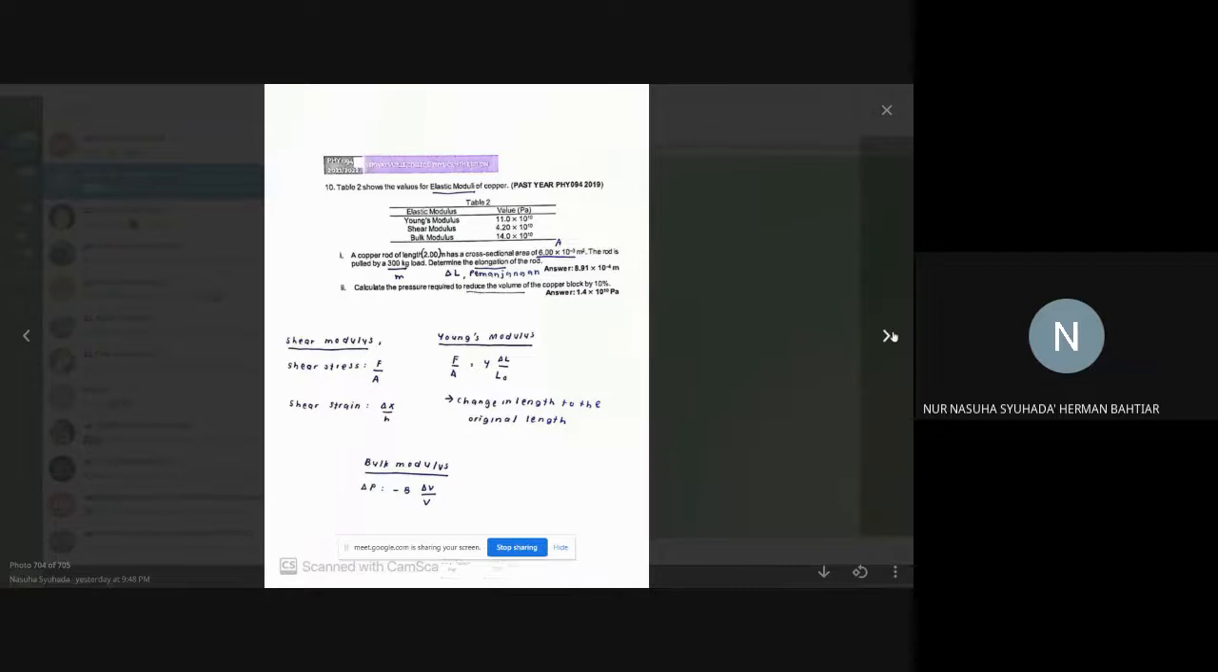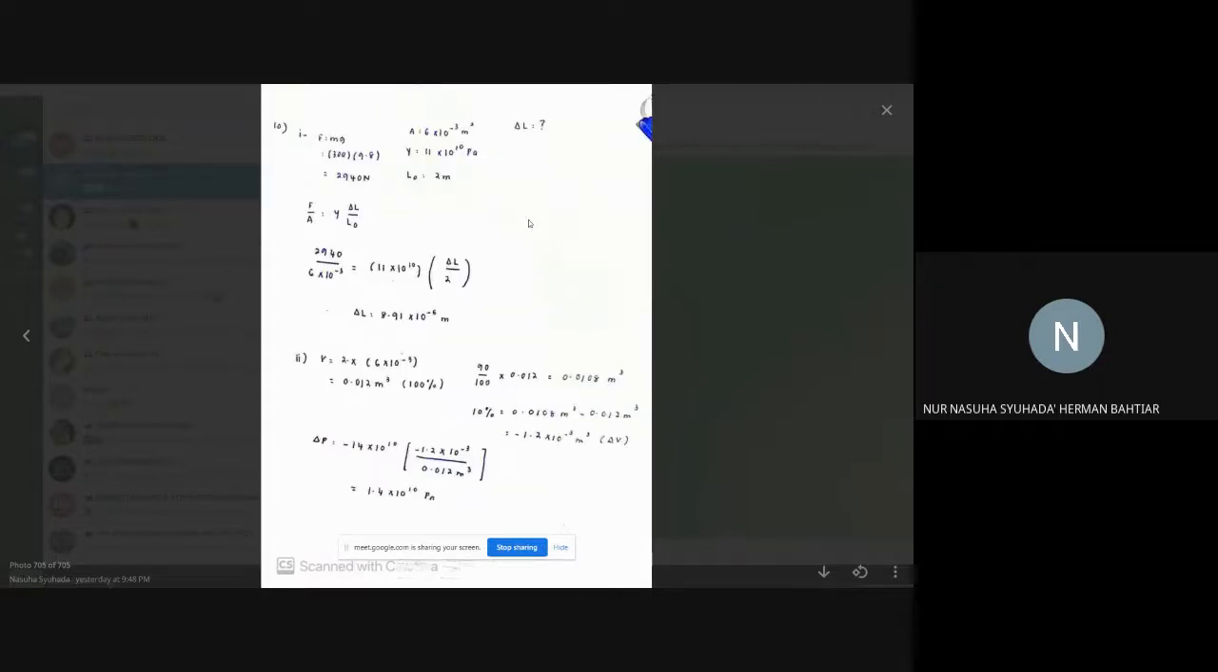Okay, so first saya cari F, 300 kali 9.8 is 2940 Newton. So saya keluarkan semua maklumat, area, Y, lepas tu L, panjang asal, saya masukkan, so delta L is equal to 8.91 kali 10 negatif 6 m.